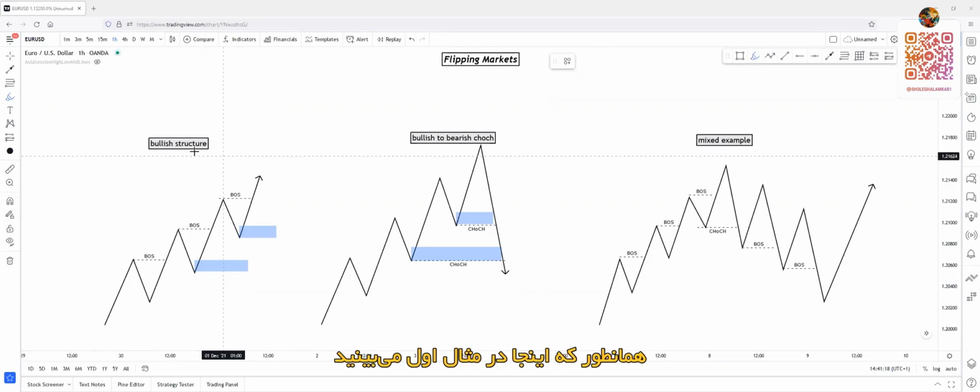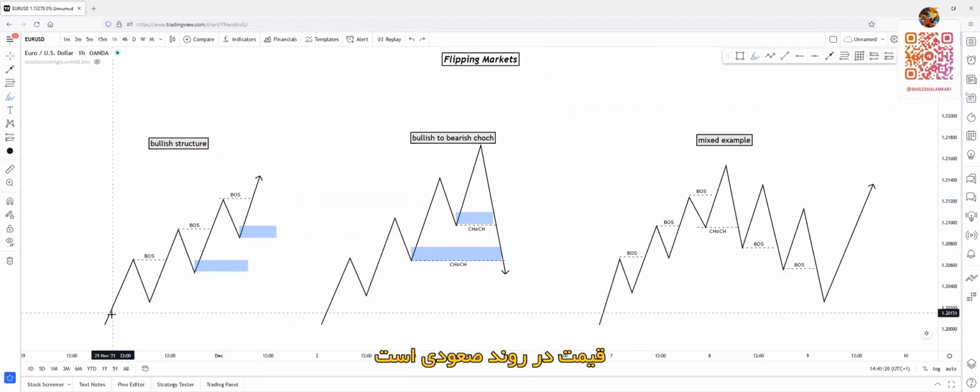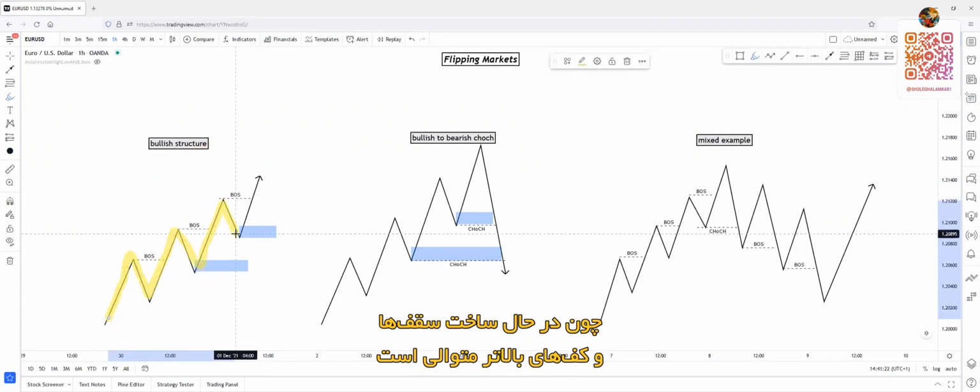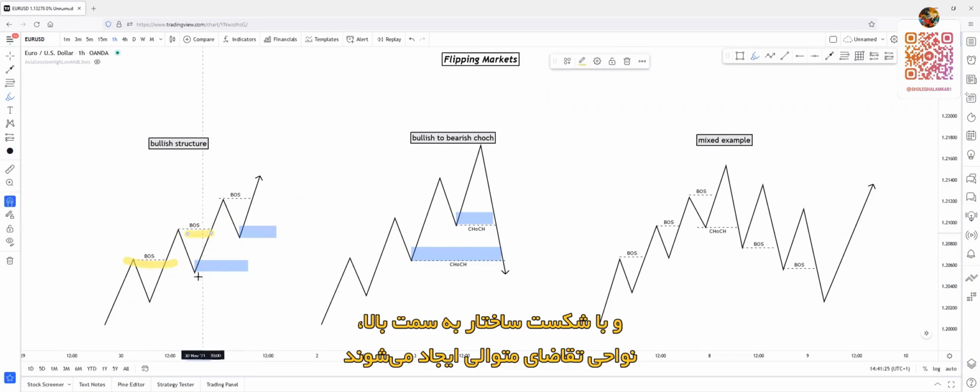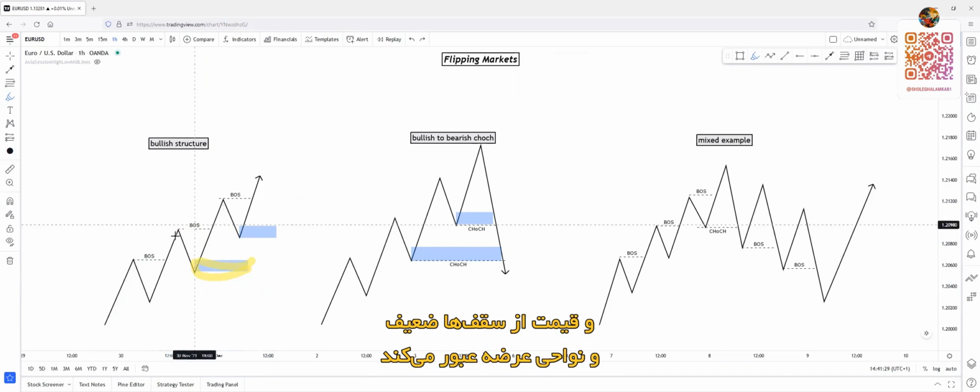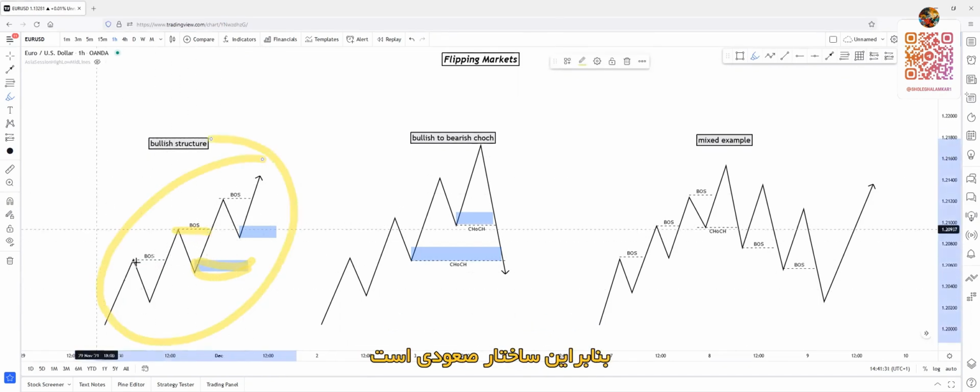As you can see in the first example here, we have a bullish structure because price is creating a series of higher highs and higher lows, breaking structures to the upside, creating demand zones over and over again, breaking through weak highs, breaking through supply zones. So it's a bullish structure.